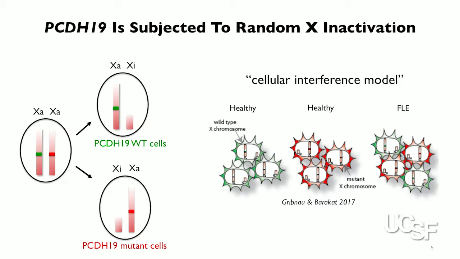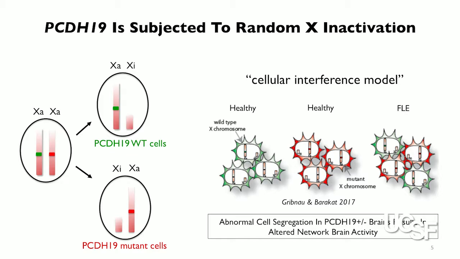The problem comes when two cell types mix together, so the cells cannot interact well. As illustrated here, maybe the mutant cells are segregated from the wild type cells, and this is the basis for the standing hypothesis about how PCDH19 causes girl-specific epilepsy. This abnormal segregation in the PCDH19 heterozygous brain might result in altered network brain activity. As for how, we know little about it.